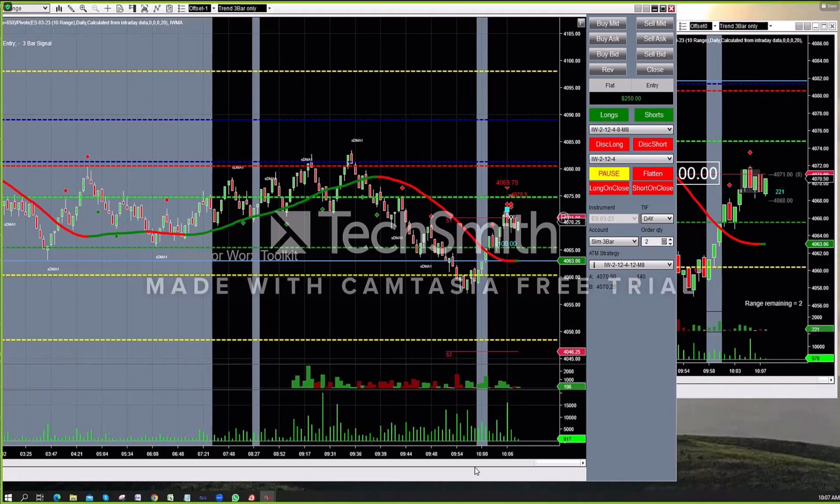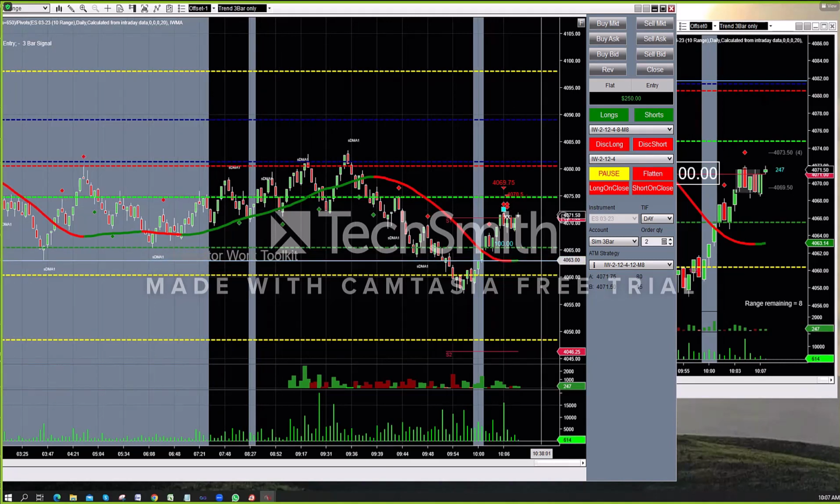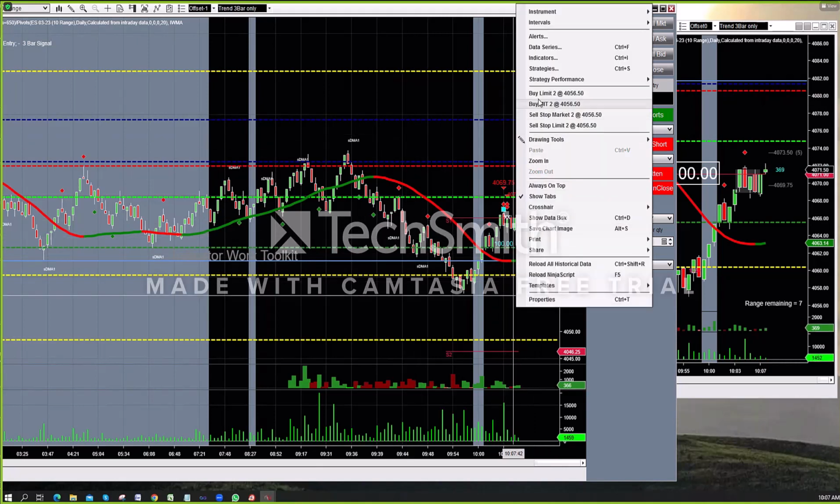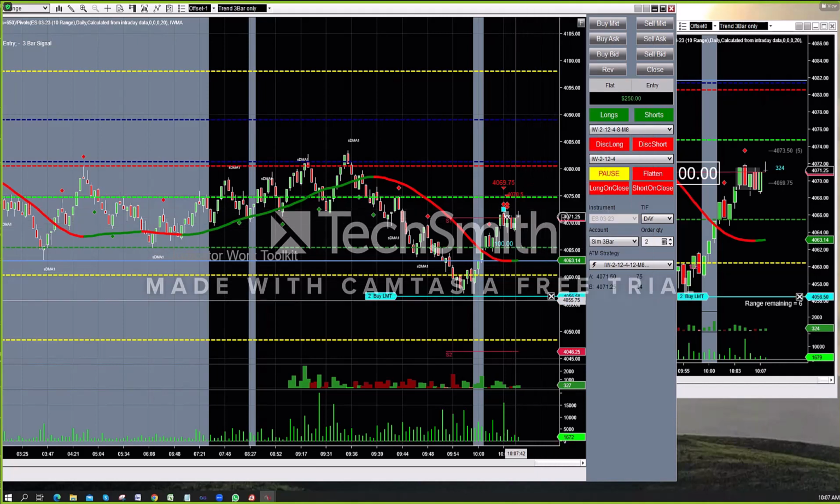Okay, so I'm sitting at 250 for the day. I got my 250. What time is it? 10:07. I got my 250 and I'm ready to go home now. Buy the blue line down here. Yeah, buy the blue line. Order submitted.